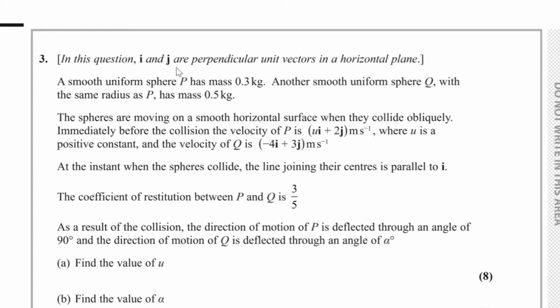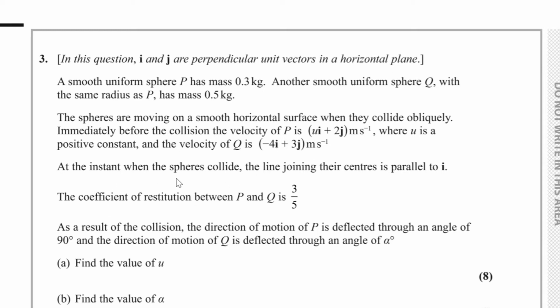In this question, i and j are perpendicular unit vectors in a horizontal plane. A smooth uniform sphere P has mass 0.3 kilograms. Another smooth uniform sphere Q with the same radius as P has mass 0.5 kilograms. The spheres are moving on a smooth horizontal surface when they collide obliquely. Immediately before the collision, the velocity of P is ui plus 2j meters per second, where u is a positive constant, and the velocity of Q is minus 4i plus 3j meters per second.